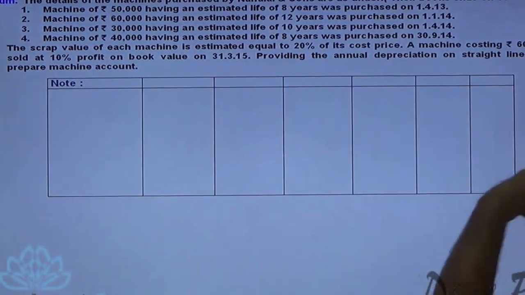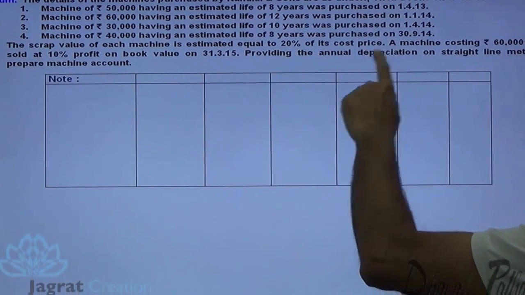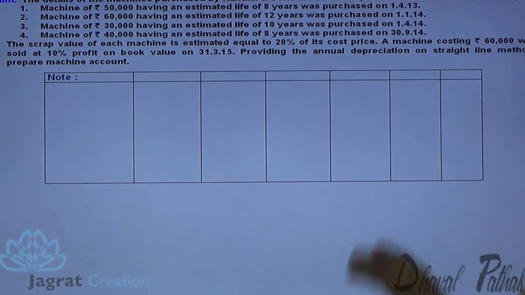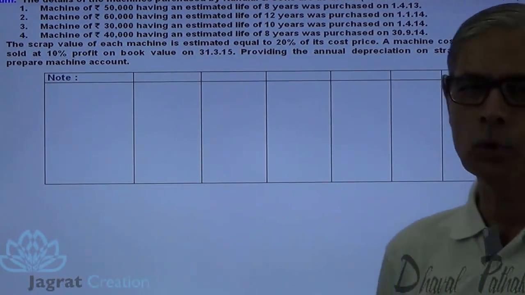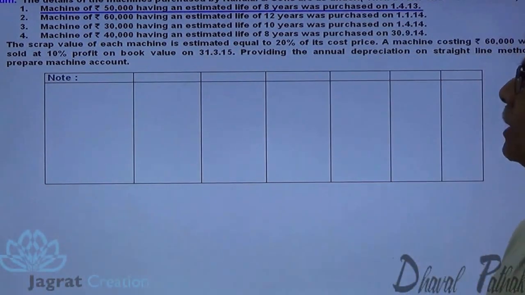Here I am going to prepare a working note. This is for first machine, second, third and fourth machine, total depreciation and written down value. Here I am going to prepare the machinery account, and the annual depreciation working note will be prepared. Now I start with the sum.